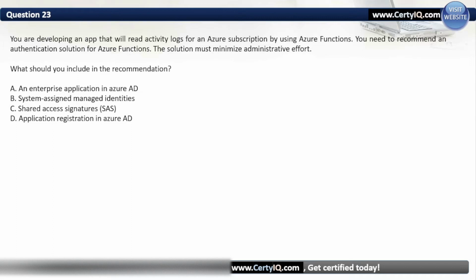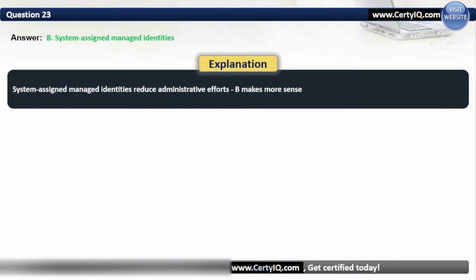Question 23. You are developing an app that will read activity logs for an Azure subscription by using Azure Functions. You need to recommend an authentication solution for Azure Functions. The solution must minimize administrative effort. What should you include in the recommendation? The correct option is B, system-assigned managed identities. System-assigned managed identities reduce administrative effort.